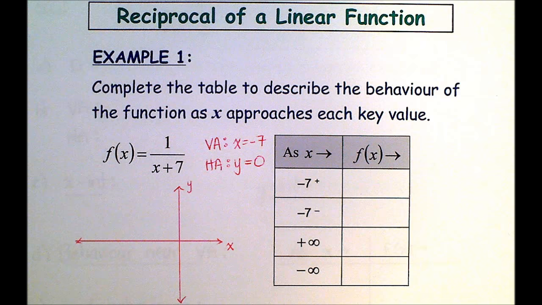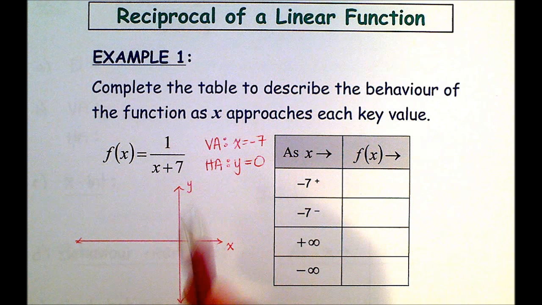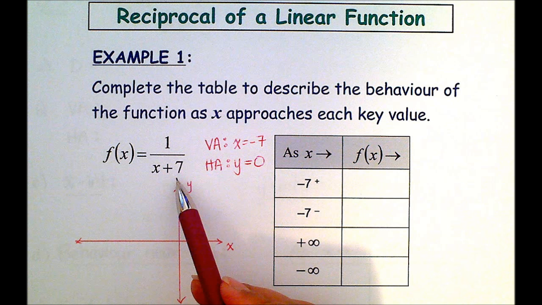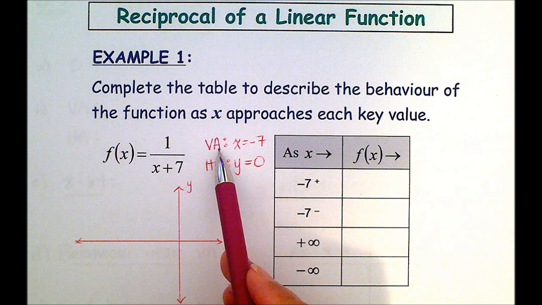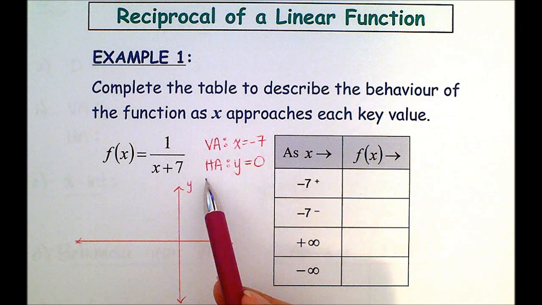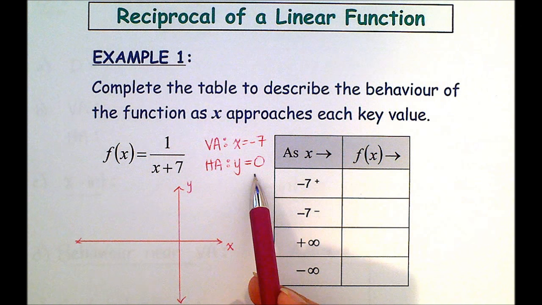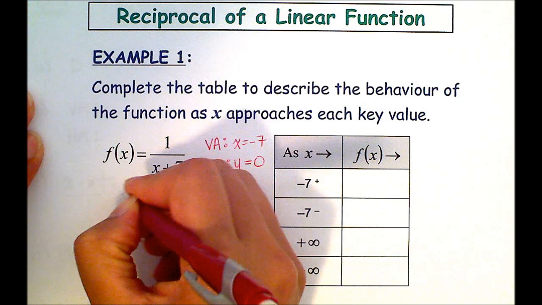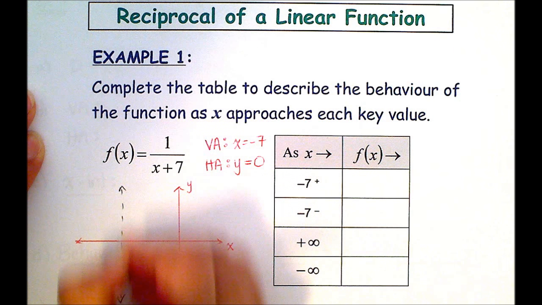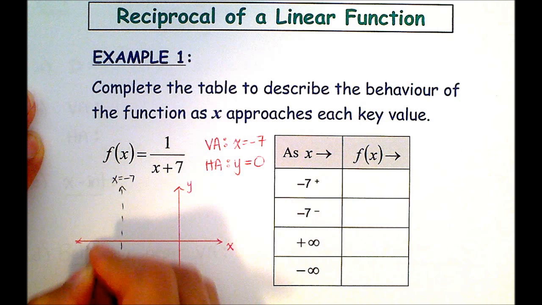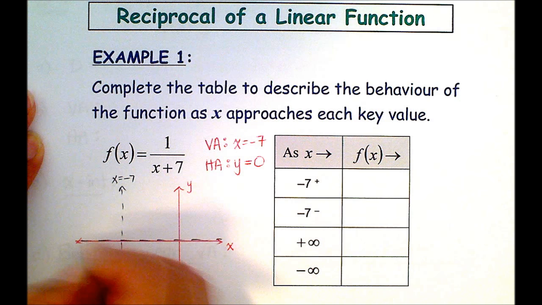For example 1, we're going to complete the table to describe the behavior of the function as x approaches each key value. If you look at the function that's given, f of x equals 1 over x plus 7, you'll notice that there's a couple of things that I've already drawn here. First of all, I know the vertical asymptote is at x equal to -7, and the horizontal asymptote is at y equal to 0. So if I just sketch that really quickly, there's my vertical asymptote at x equal to -7, and the horizontal asymptote at y equal to 0.